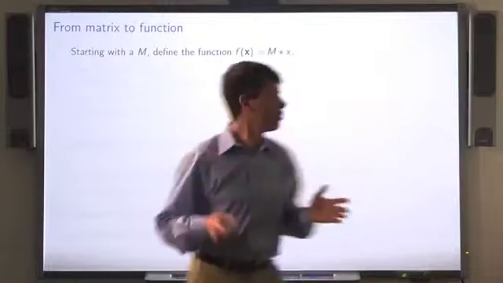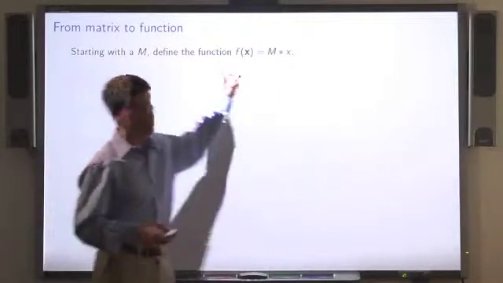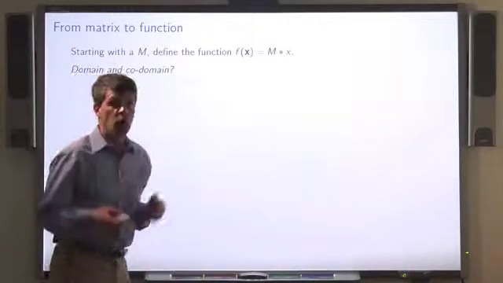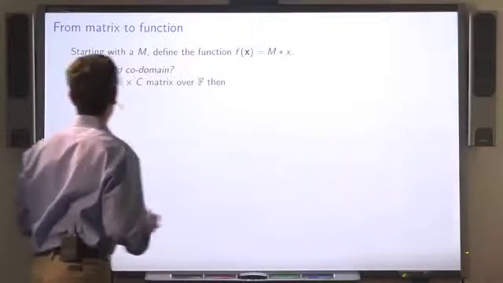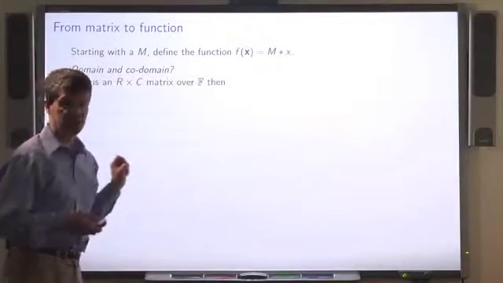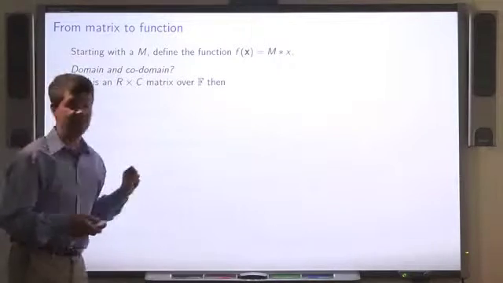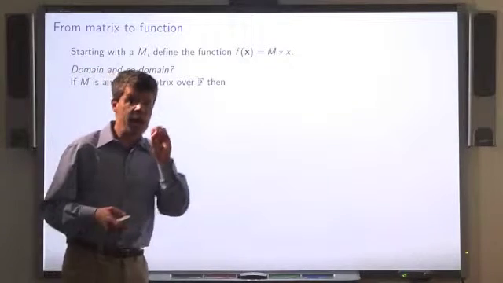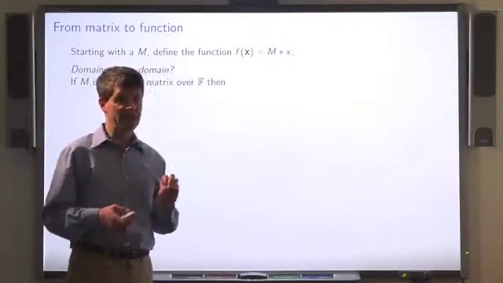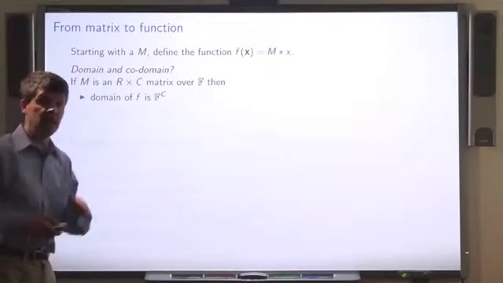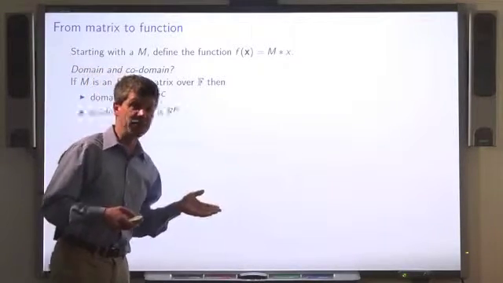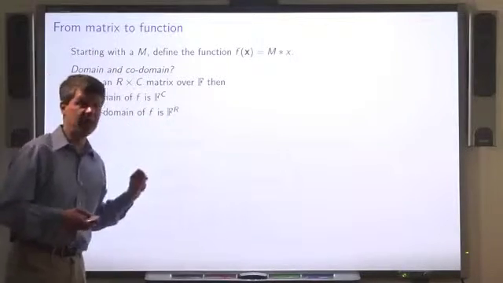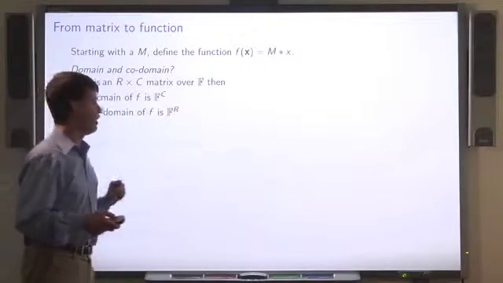Let's go the easy direction first. We start with a matrix M. We define the function f of x to be f of x equal M times x. Now, what are the domain and codomain of this function? Well, let's say M is an R by C matrix over the field F. Then the domain of f is F to the C, because the input to the function has to have as its domain the label set of the matrix. Similarly, the output of the function is a vector with domain R. So the codomain of the function f is the field to the R.